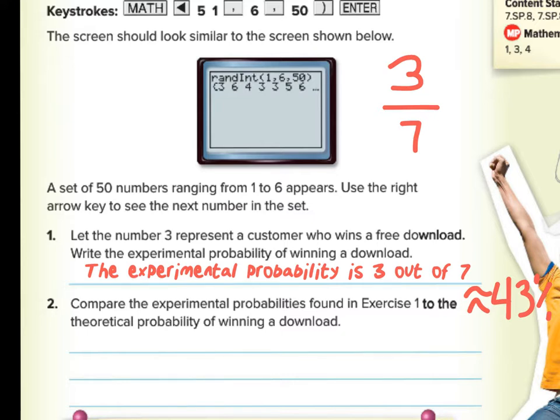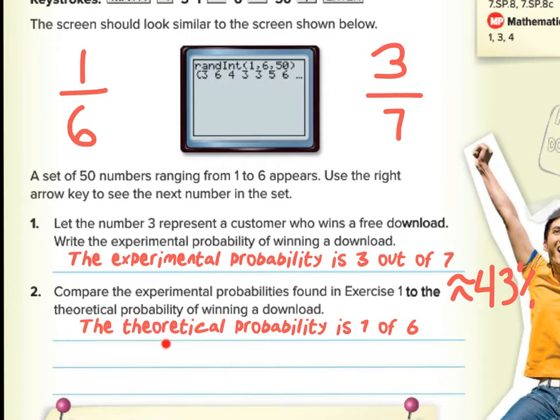All right. Compare the experimental probabilities found in exercise 1 to the theoretical probability of winning a download. So then, let's just see. The numbers are 1 to 6, right, everybody? 1 to 6. So how many times could I get one number? It's 1 to 6, right? So theoretical, you can say 1 for every 6. And the theoretical probability is 1 of 6, or about 17%.